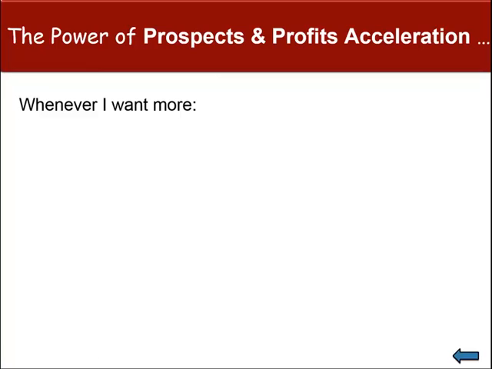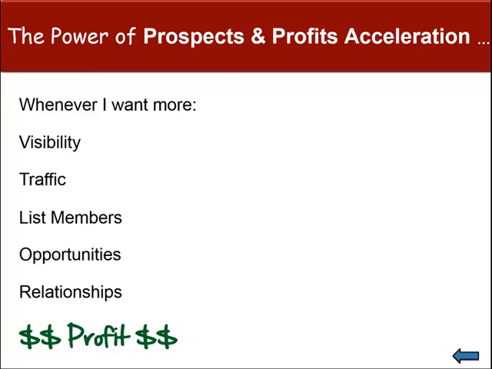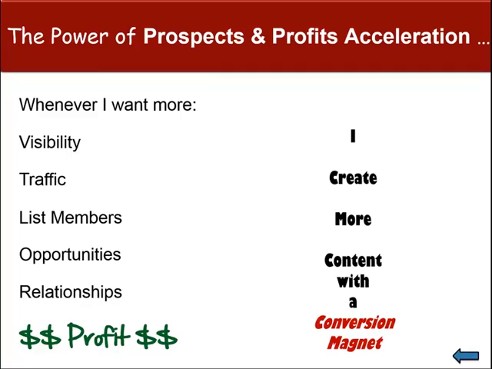And this is what we were talking about doing in one form or another. And folks, listen, when you master what I'm about to show you and go deeper in one of these courses, you can pretty much write your own ticket online. It's just that most people aren't willing to go deep enough to do that. Because whenever I want more of all these great, good, wholesome things that come to you online, like visibility, people finding you, getting ideal traffic, growing your list, getting more opportunities, building more relationships, and more profit, yes, there in green, I do one simple thing over and over again, and you're going to do it once on this show. And I create more content with a conversion magnet, a powerful CTA, call to action conversion magnet that gets people to take the next success steps.